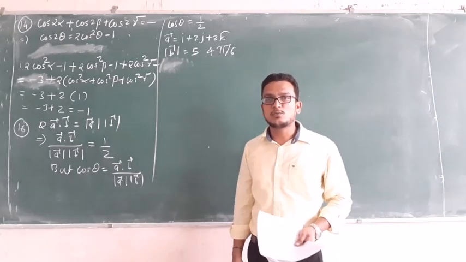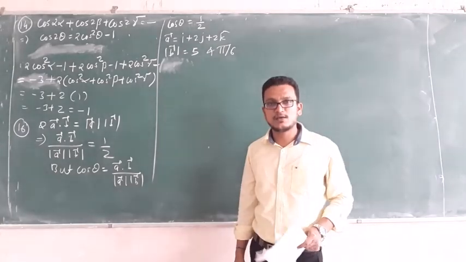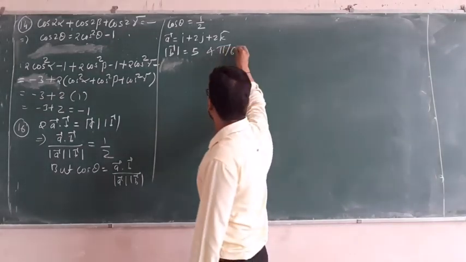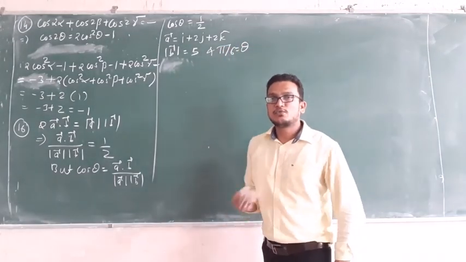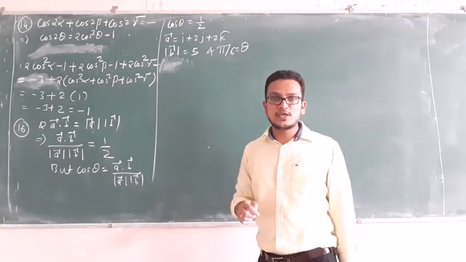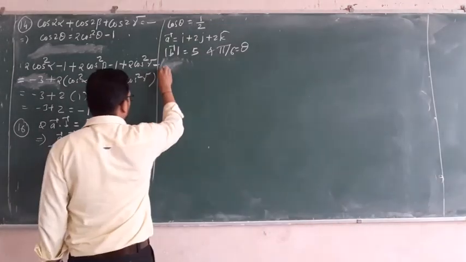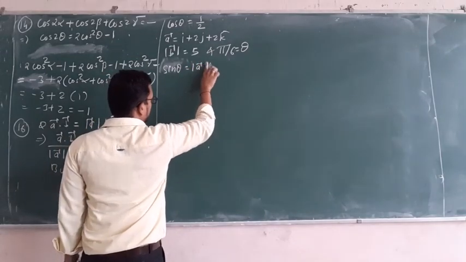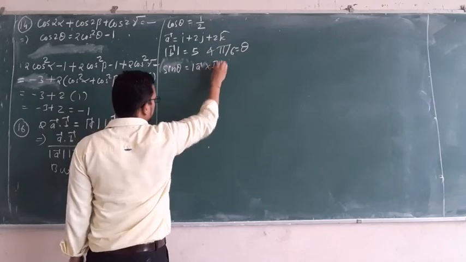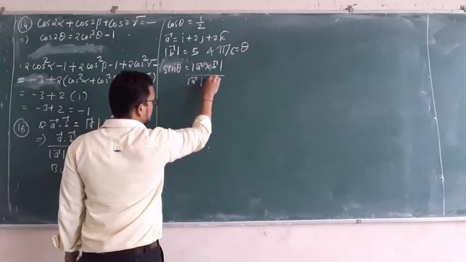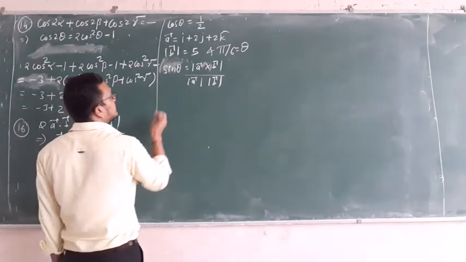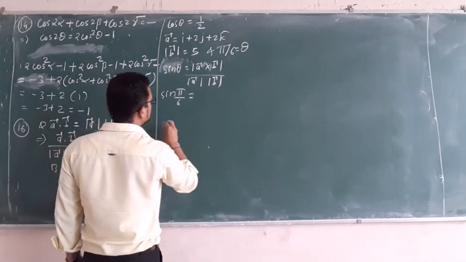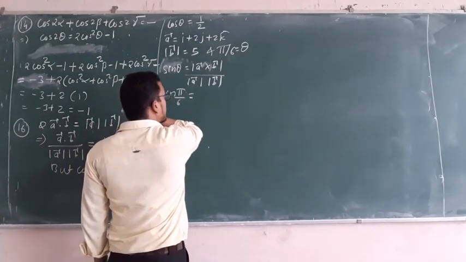Area of triangle means what? Formula: half into magnitude of A cross B. So this pi by 6 is your theta, but to find the area of the triangle we want magnitude of A cross B. So we have to use the formula: sin theta is equal to magnitude of A cross B divided by magnitude of A into magnitude of B. So sin theta, where theta is pi by 6, so sin pi by 6 is equal to magnitude of A cross B.